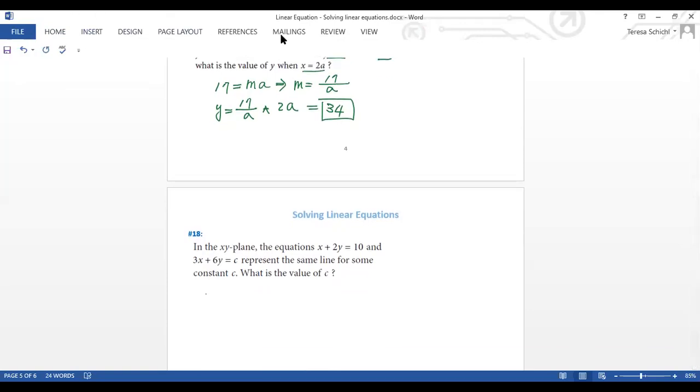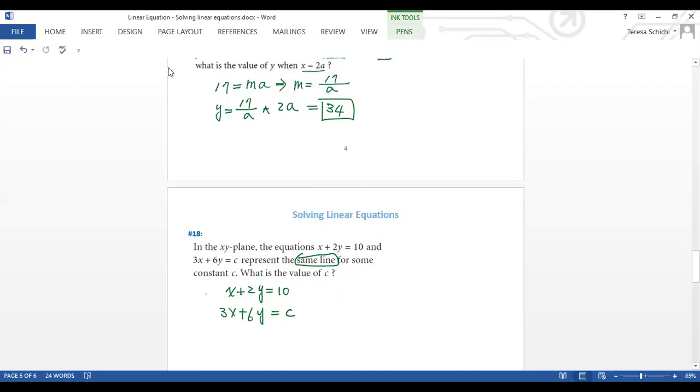Okay, so this one here, they say in the xy plane, if the equations x plus 2y equals 10 and 3x plus 6y equals c represent the same line for some constant c, what is the value of c here?